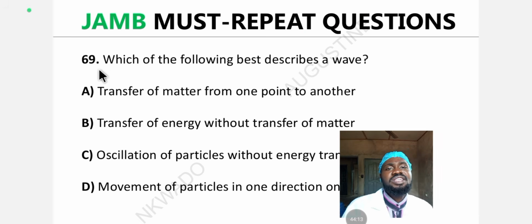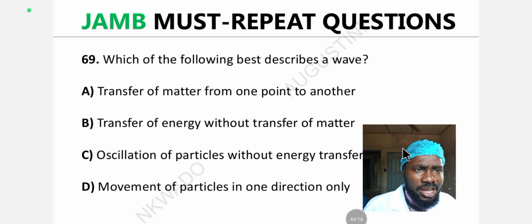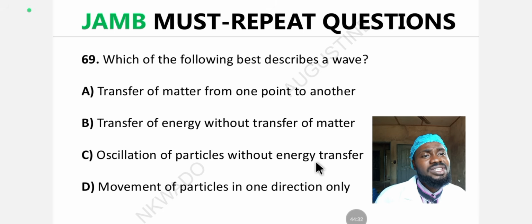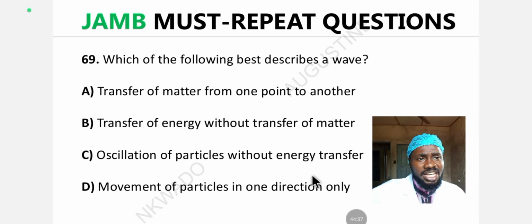JAMB must-repeat questions. Question 69. Which of the following best describes a wave? A. Transfer of matter from one point to another. B. Transfer of energy without transfer of matter. C. Oscillation of particles without energy transfer. D. Movement of particles in one direction. What's the answer? Drop the answer in the comment section.